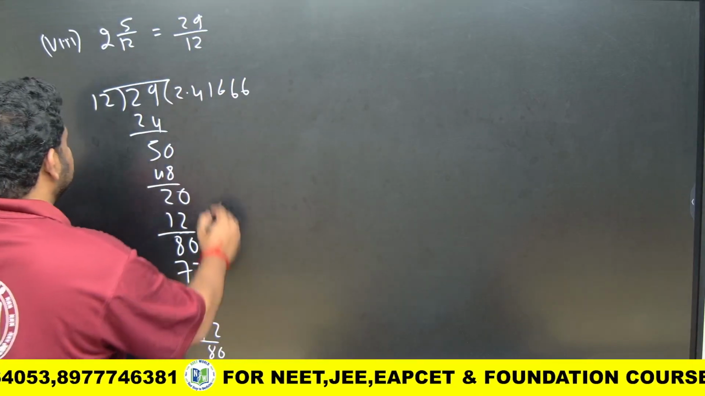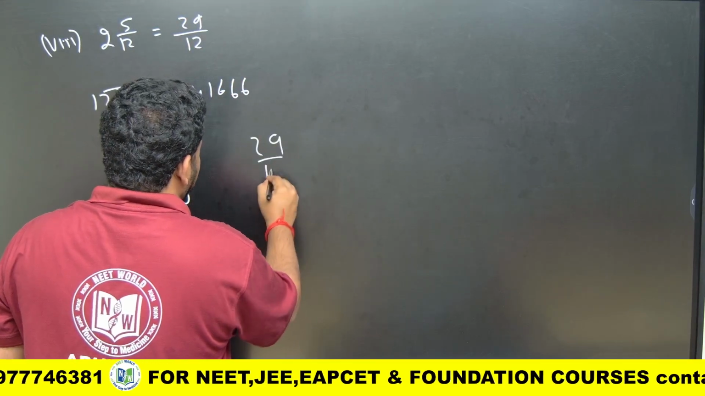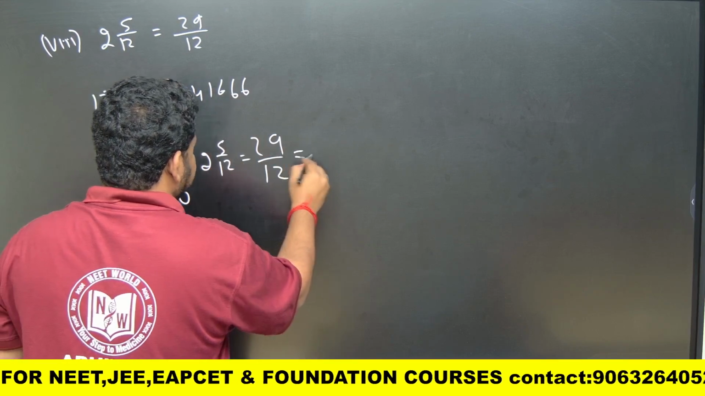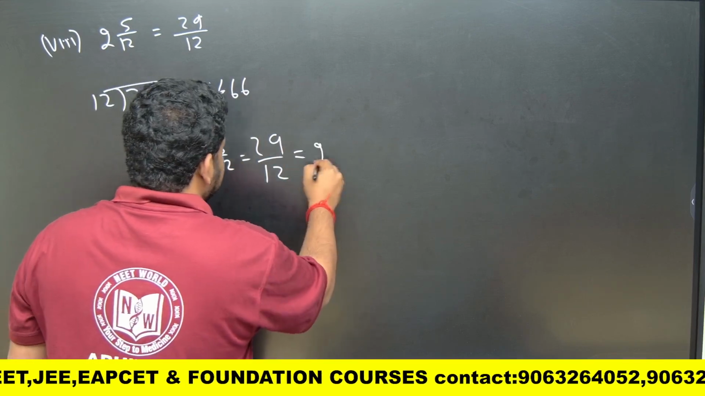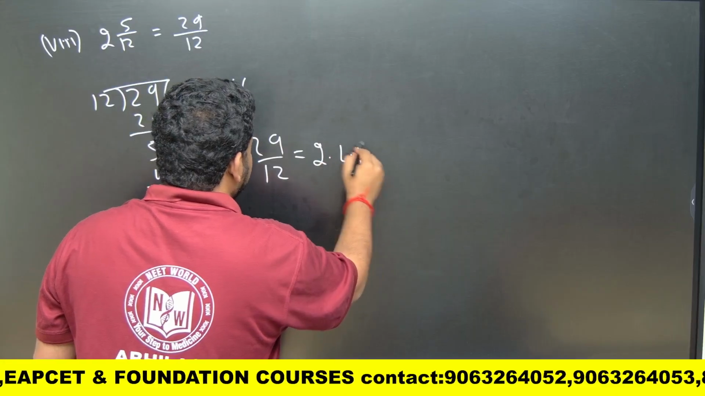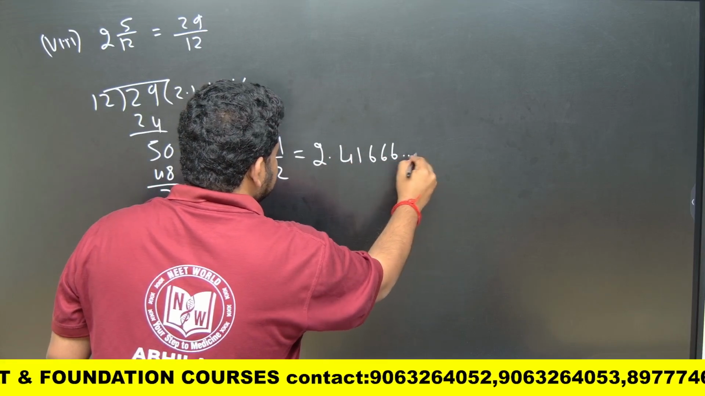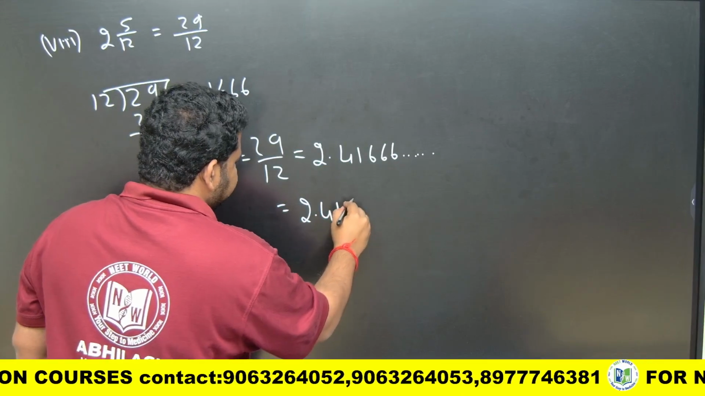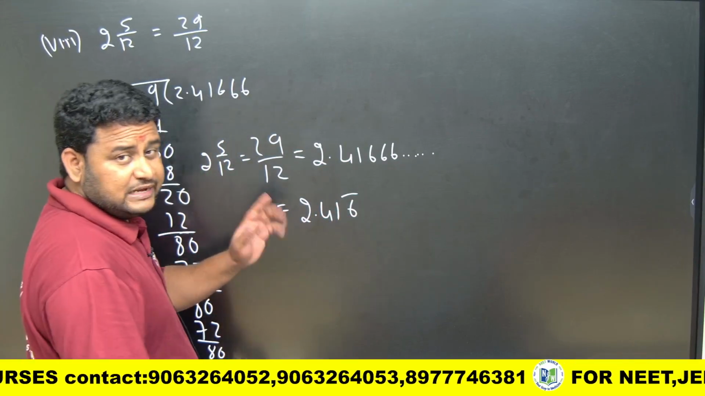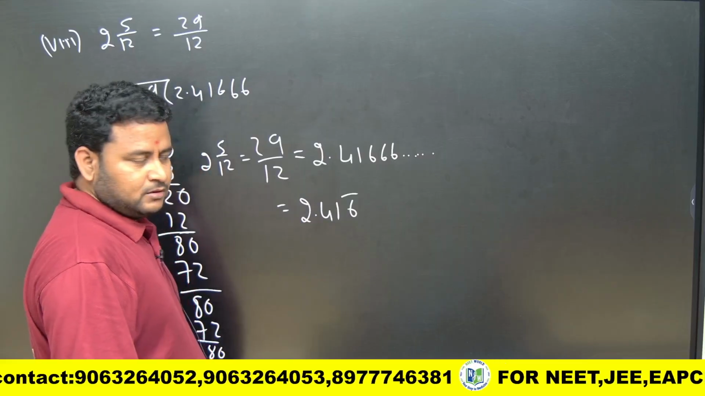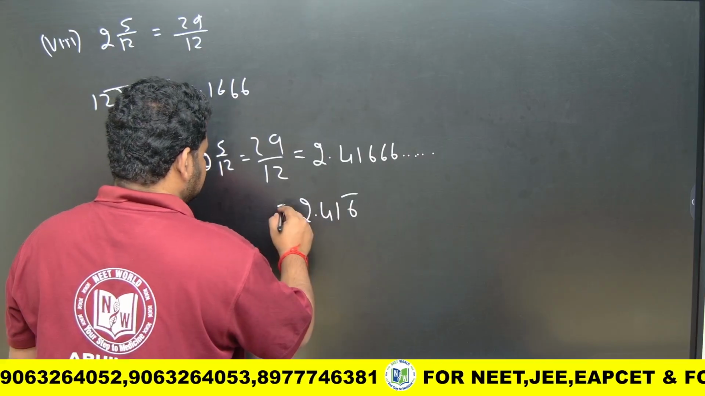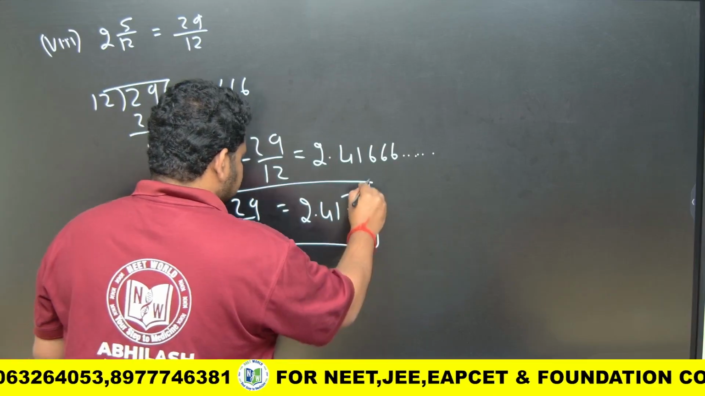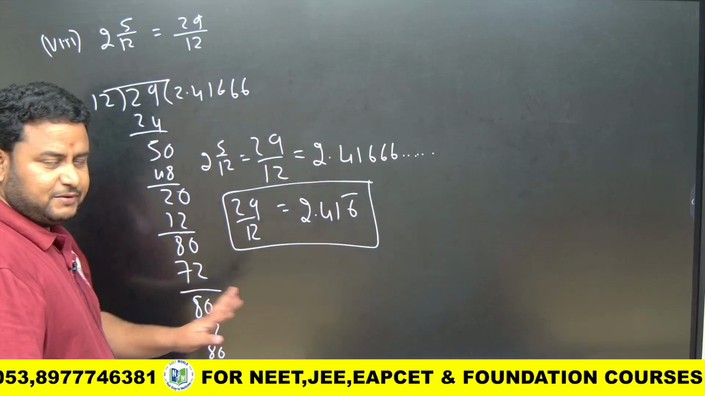So what happens to this? 29 by 12, or I can write this as 2 times 5 by 12, is equal to 29 by 12. What am I getting? I am getting the decimal expansion of 2.41666, which goes on repeating, or I can write this as 2.416 bar. Bar should be only on 6, not on every number. So this is the answer to this question. Clear? 29 by 12 will be equal to 2.416 bar, where the bar is only on 6.